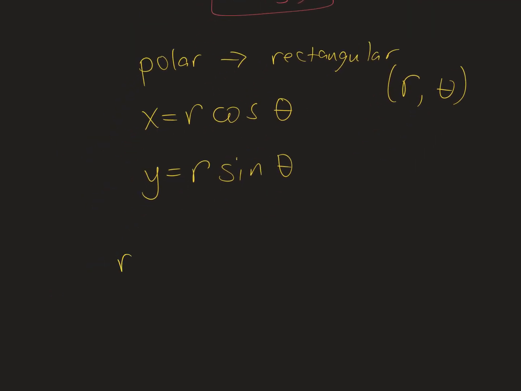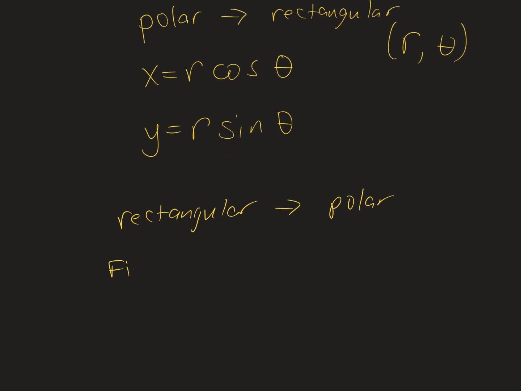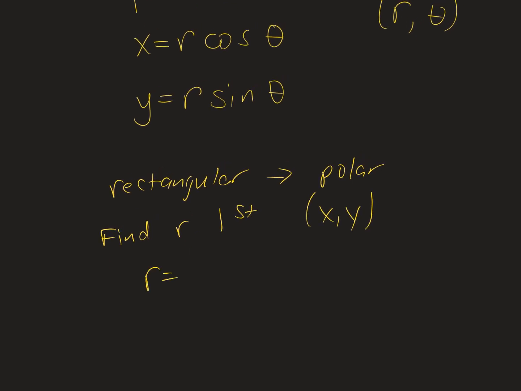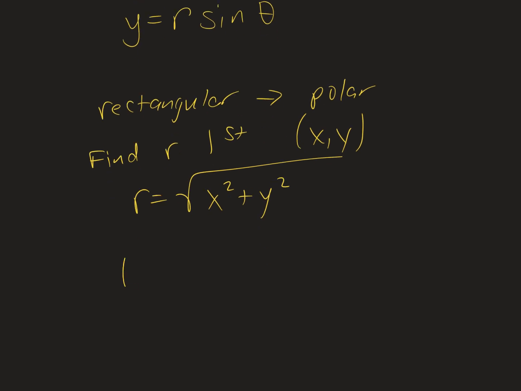If you are going from rectangular to polar, find r first, because you have your x and your y. You're going to say r equals the square root of x squared plus y squared. And then the second thing you find is the tangent of theta, because you're going to have the x value and the y value. So you put the y over the x, and then we're going to use our unit circle to help us figure out exactly what angle we're talking about. That make sense? Yes? Okay, all right.